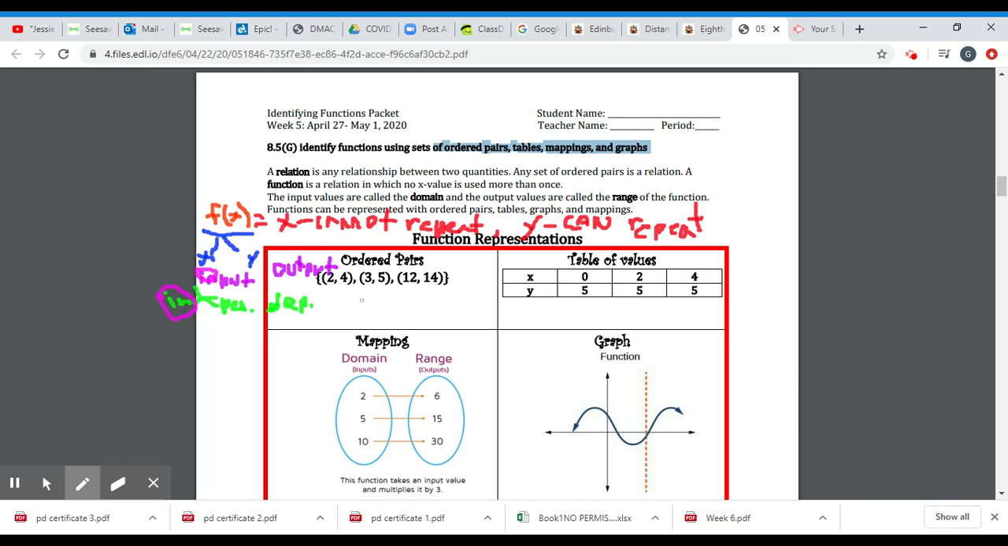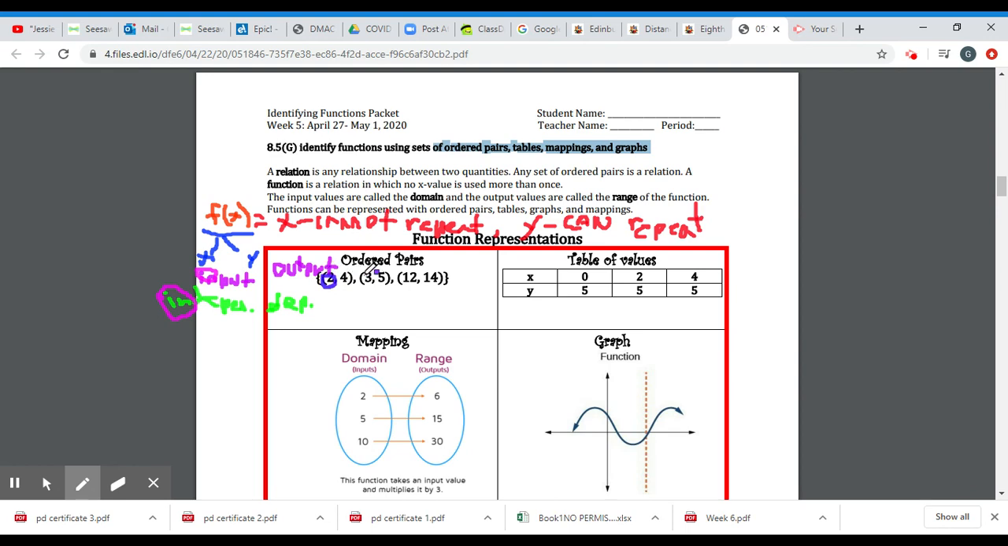So now there are 4 different representations for a function. We have an ordered pair, we have our table of values, we have our mapping, which has the 2 circles with arrows, and then we have our graph. So in this, we need to always identify first our x and our y's. If I'm looking at an ordered pair, the first number in an ordered pair is always my x. So this is my x.